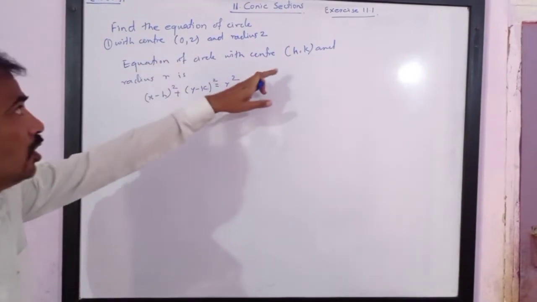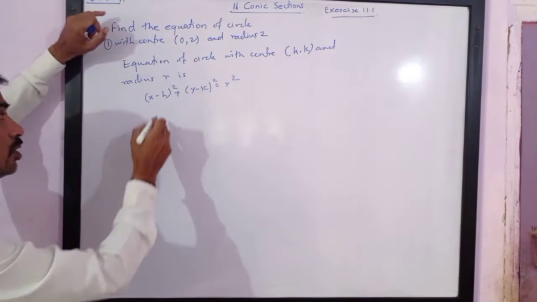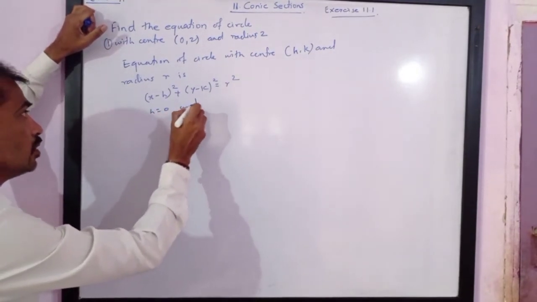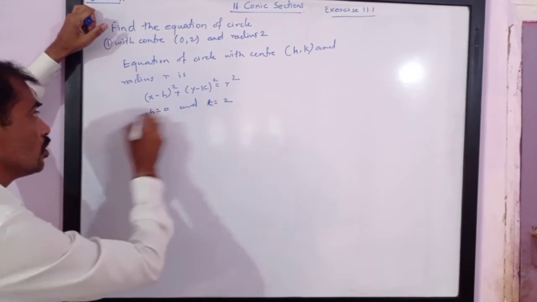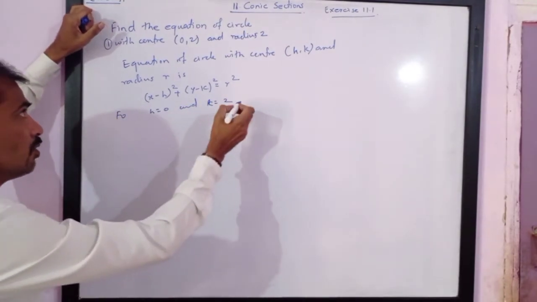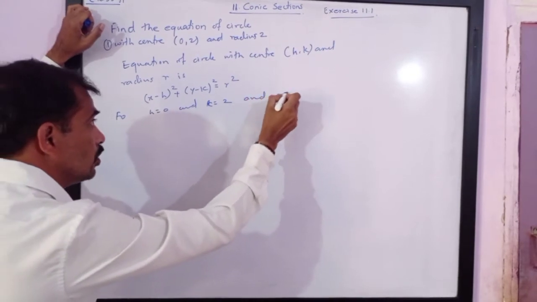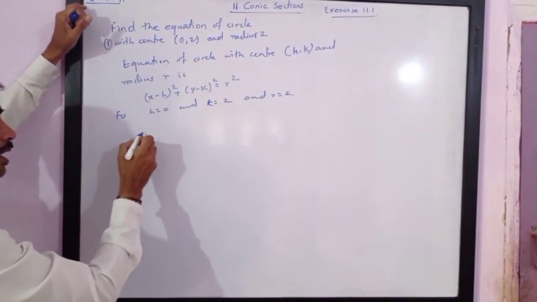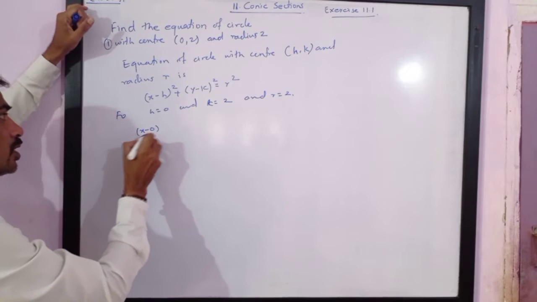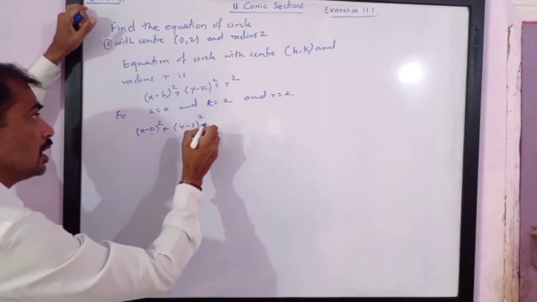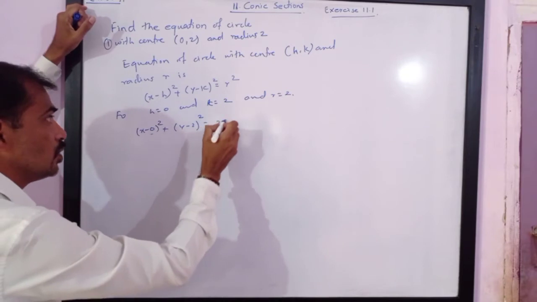Please note here the value of h is equal to 0. So comparing, you will get h is equal to 0 and k is equal to 2. So for h is equal to 0, k is equal to 2 and r is equal to 2, we have (x minus 0) square plus (y minus 2) square is equal to r square, that is 2 square.